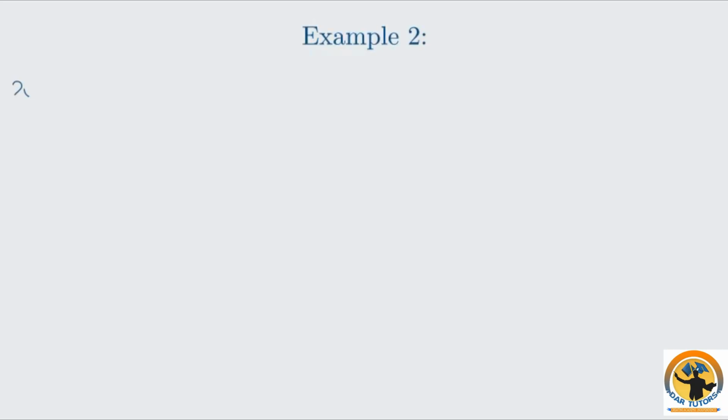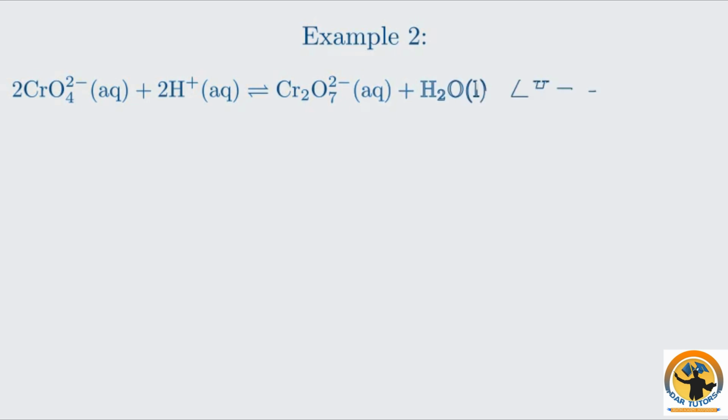Example 2 involves the equilibrium between chromate and dichromate ions in water. Chromate, CrO4²⁻, is yellow, and dichromate, Cr2O7²⁻, is orange. The forward reaction has a positive enthalpy change, meaning it's endothermic. Predict and explain the color change if you add a strong acid like HCl.